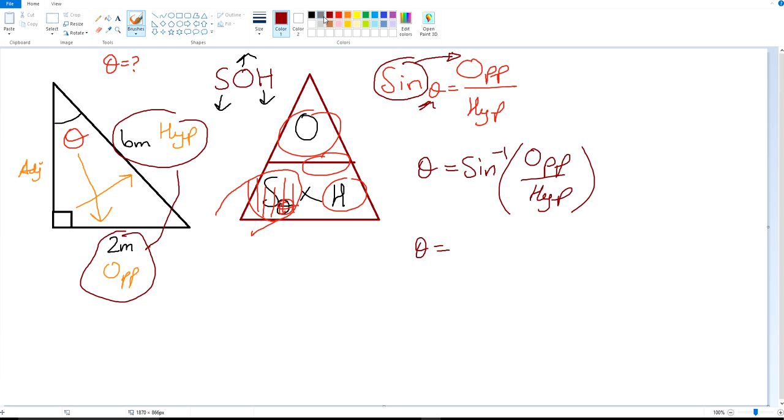Okay, so now we are ready to put in the values from the calculation. So the angle is equal to sine to the minus 1 of the opposite. The opposite value is here, which is 2. The hypotenuse value is here, which is 6.